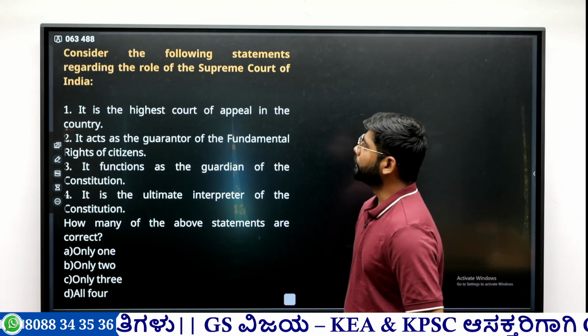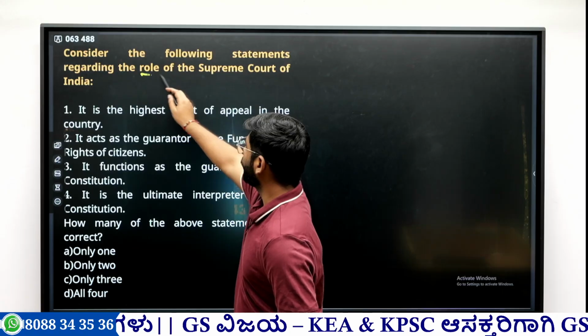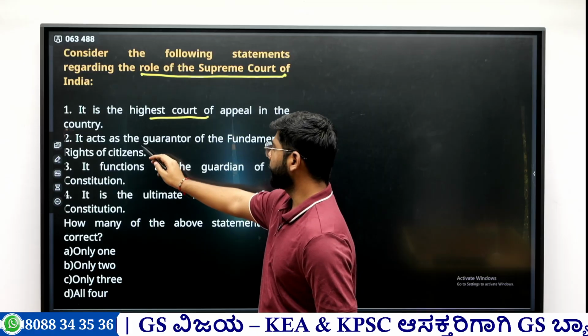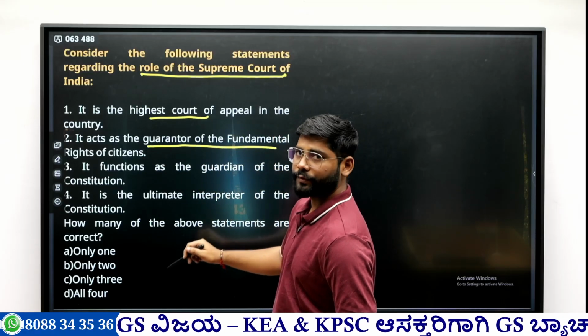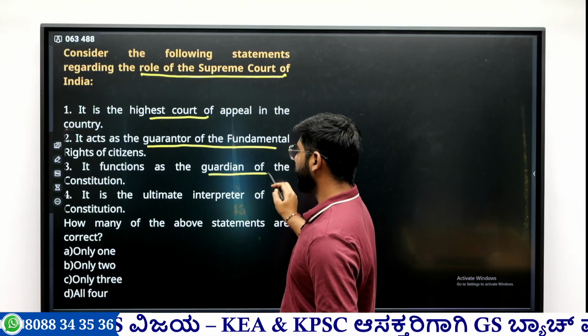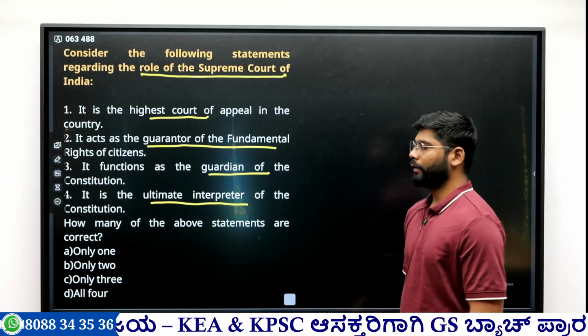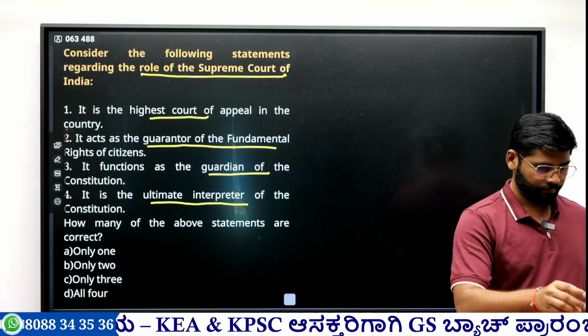Now see the role of Supreme Court. It is asking about the role of Supreme Court. Okay, first, it is the highest court of appeal in the country. Then it acts as guarantor of fundamental rights of citizens. Then it functions as guardian of the constitution. Then it is the ultimate interpreter of the constitution. Okay, let me know which one is correct here.